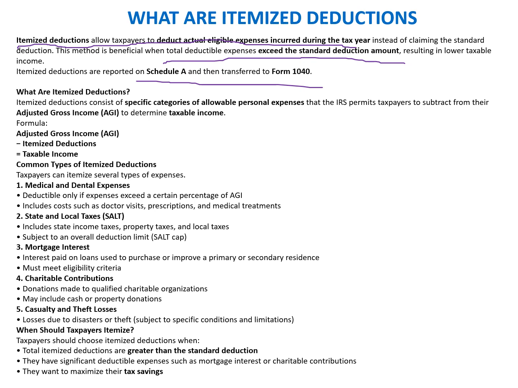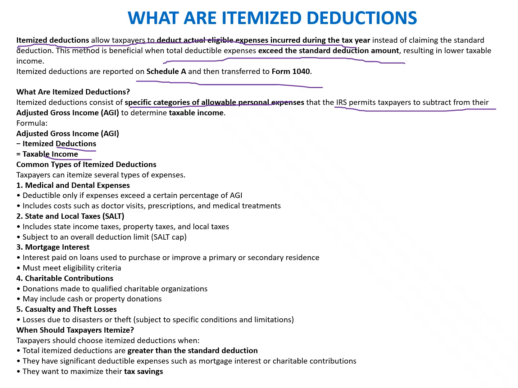This is unlike the standard deduction, whereby an individual can directly claim the deduction in Form 1040. So what is the itemized deduction? Itemized deduction consists of specific categories of allowable personal expenses that the IRS permits a taxpayer to subtract from their adjusted gross income to arrive at the taxable income. So the formula is: adjusted gross income minus itemized deduction is equal to taxable income.